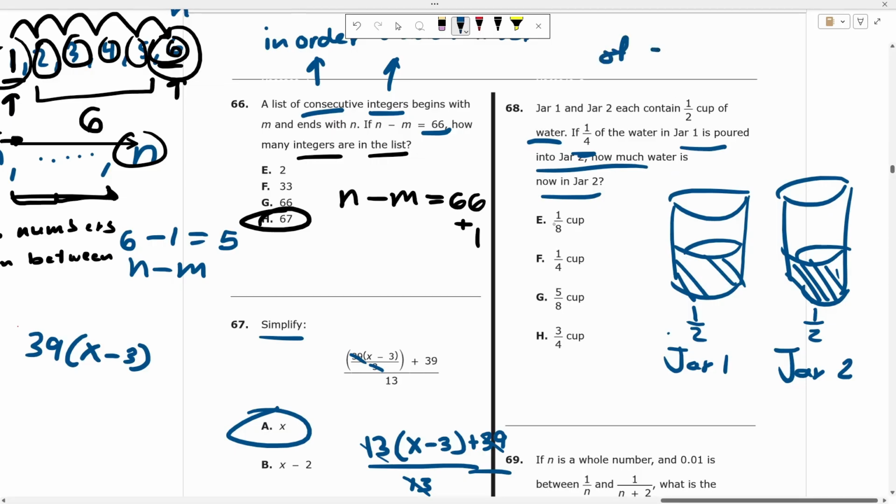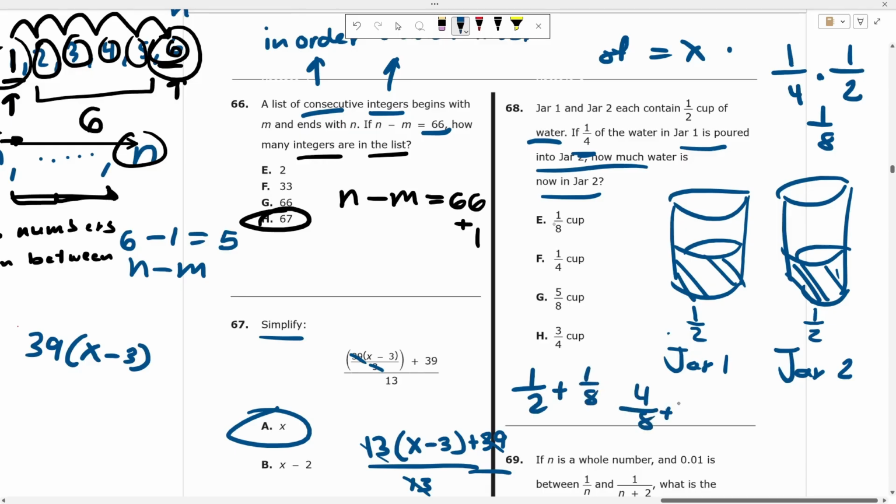When we have the word "of," it means multiply. It means to multiply two things together. So 1/4 of the water is the same thing as saying 1/4 times the amount of water. In this case, how much water do we have? Well, we have half a cup. So that's 1/4 times 1/2, which is 1/8. So we know that we're pouring 1/8 cup of water into jar 2. Okay, so we already have half a cup of water in here. So to that half a cup, we're adding 1/8. So that's going to be 4/8 plus 1/8, which is 5/8 of a cup.